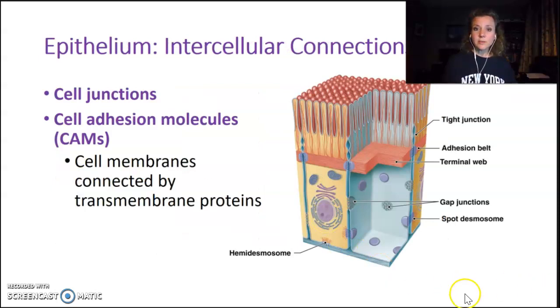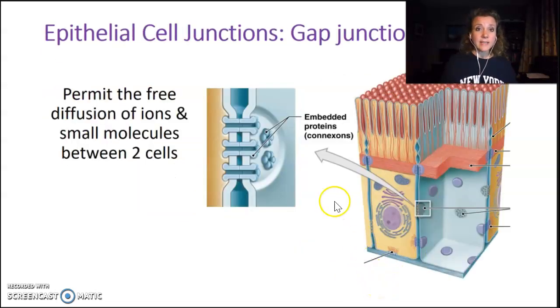So let's talk a little bit about connections. The first thing that I wanted to say is that these connections are called cell junctions, and one of the main components of these cell junctions are cell adhesion molecules, or CAMs. These are transmembrane proteins. And so we'll take a better look at a better picture on these next slides.